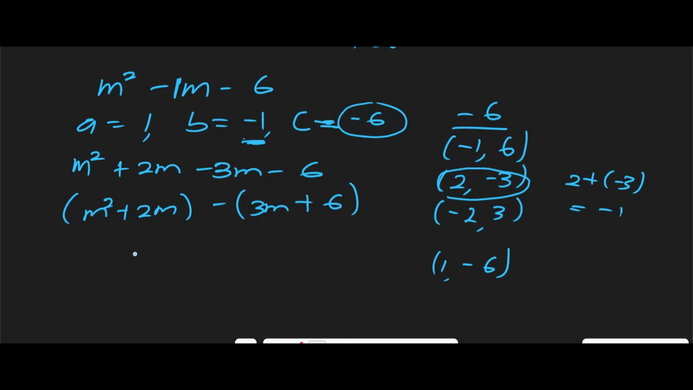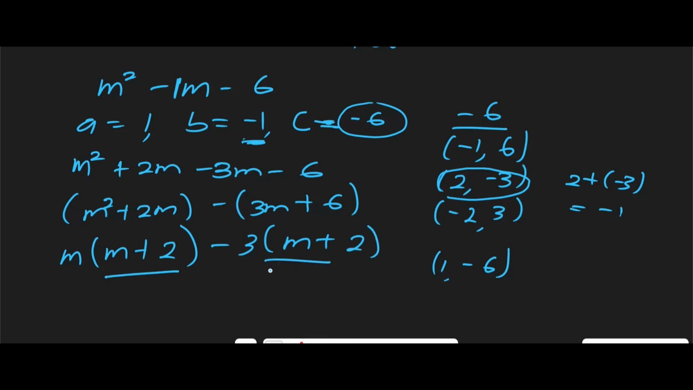So we factorize each bracket. M squared plus 2m, that's going to be m, right? The common factor is m. So we have m here and 2. I hope you got it. That's not confusing. Now we come to the next bracket. Minus 3m plus 6. So the common factor is going to be 3, right? So 3 goes into 3m, m times, plus 3 goes into 6, 2 times. That's correct because the terms in the bracket are the same.